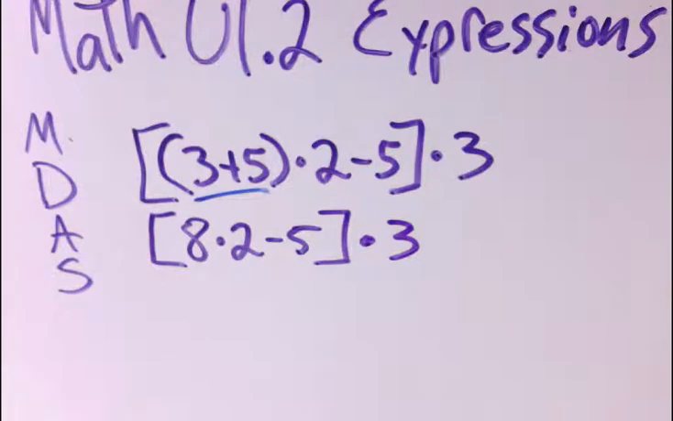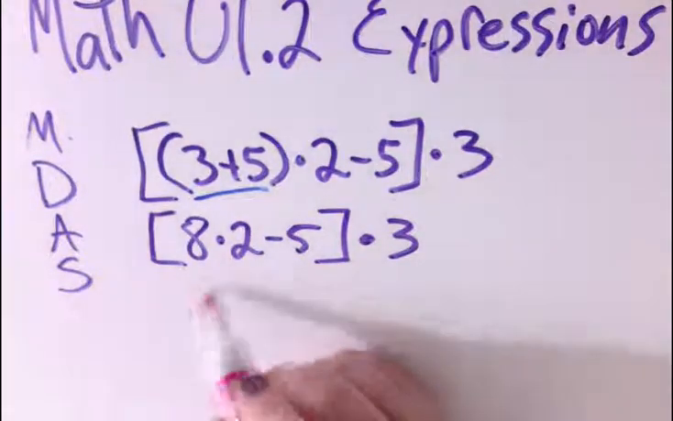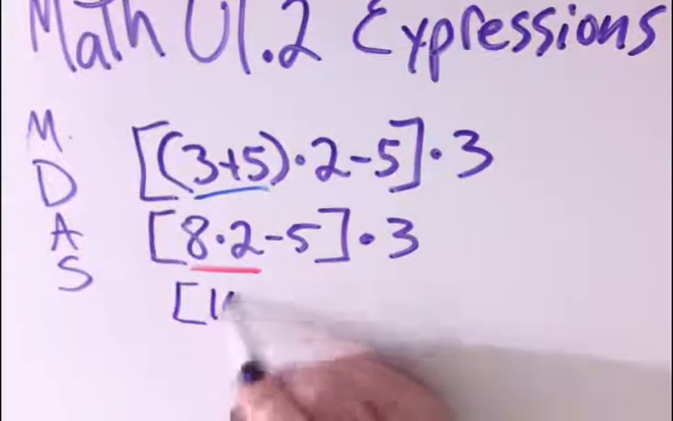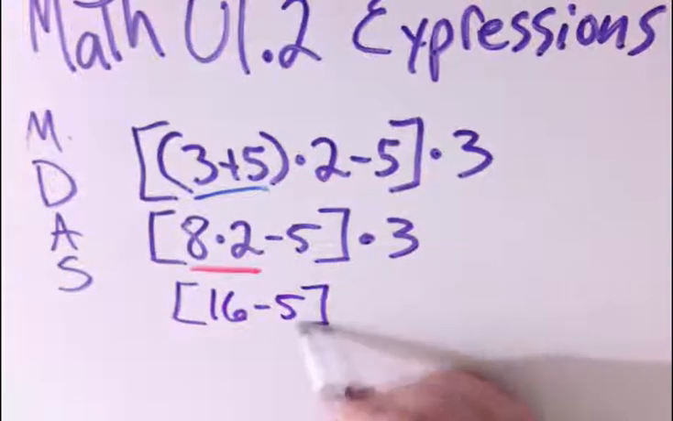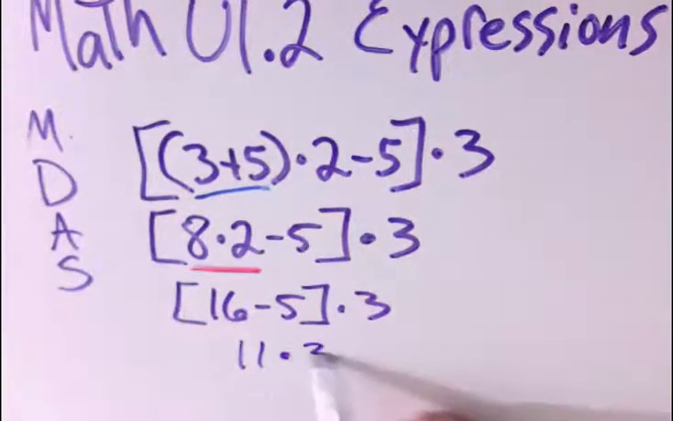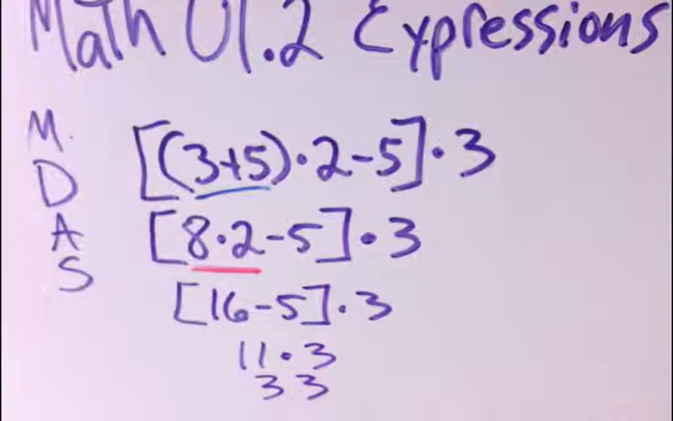So then the next step here would be your multiplication. So you just keep working through until you have nothing left in the brackets, and then you can get rid of your brackets. So you get 11 times 3, because 3 is still on the outside here. And that's going to give you 33 as our answer.